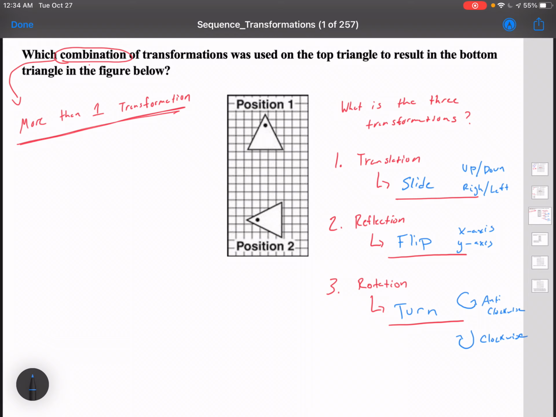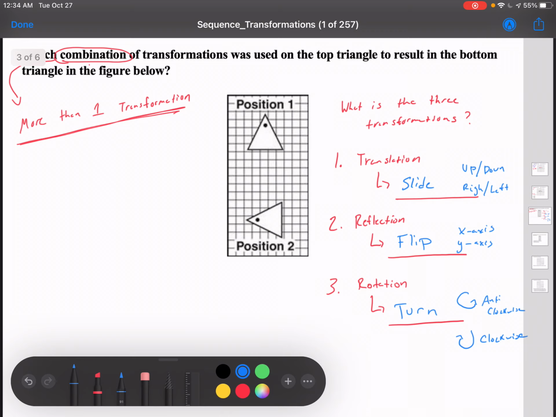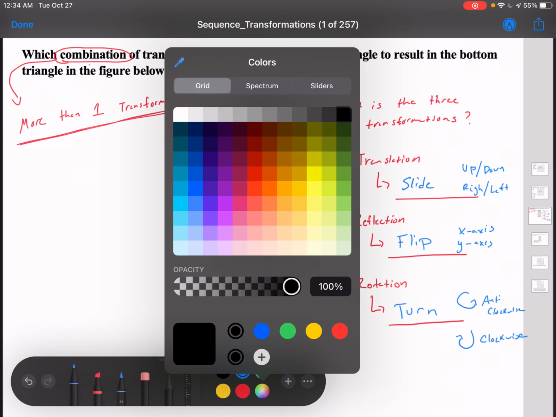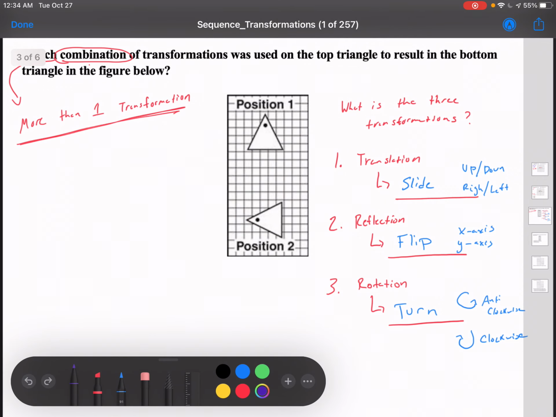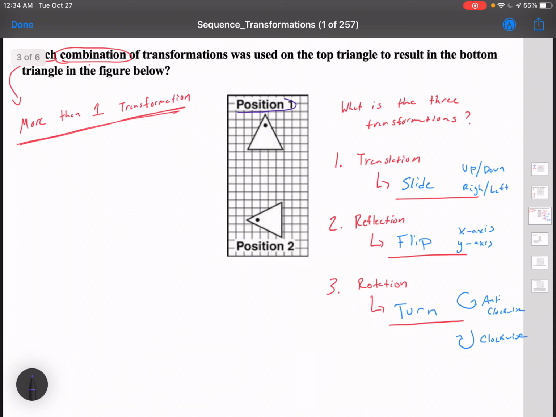So let's go ahead and figure out what combination of transformations. We know it's going to be more than one. So if we know it's going to be more than one, let's go ahead and try this out. To go from position 1 to position 2, I needed to move my shape down. So for the first part, we're moving the shape down.